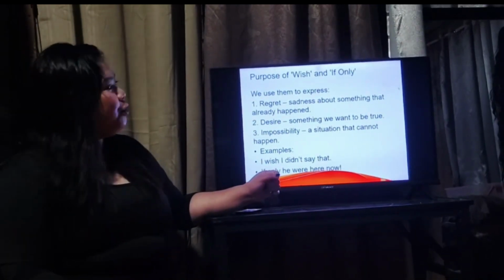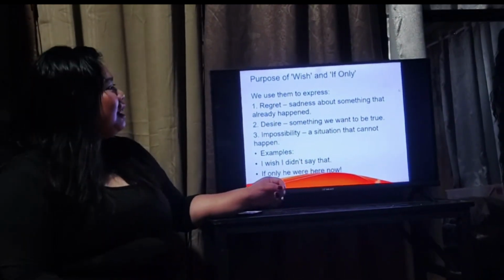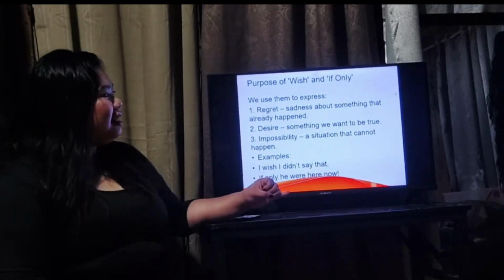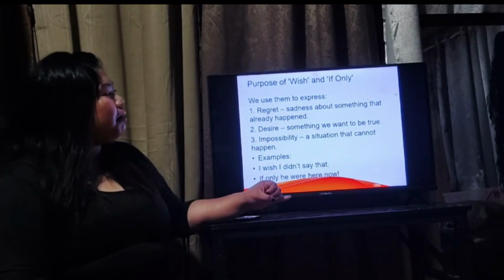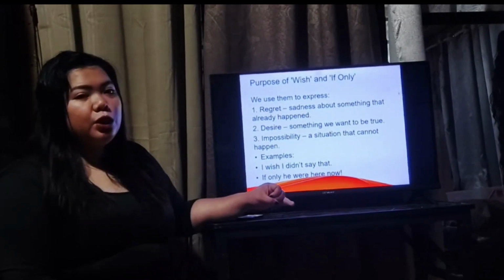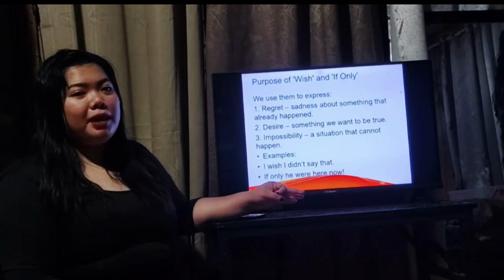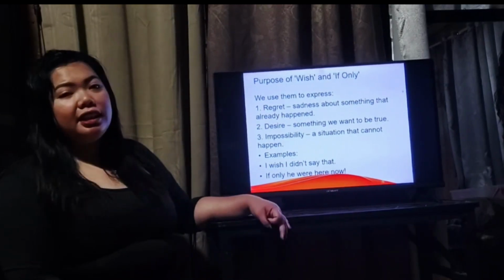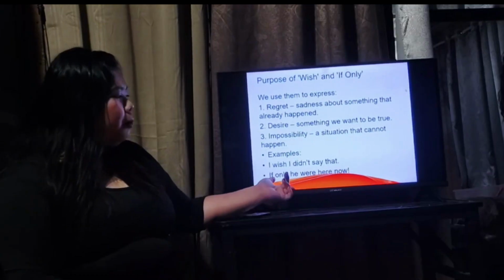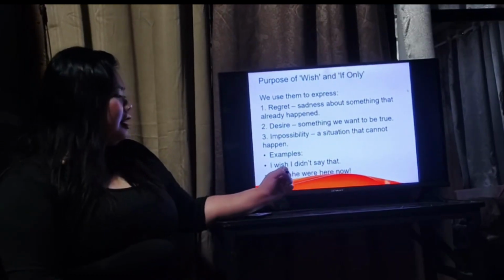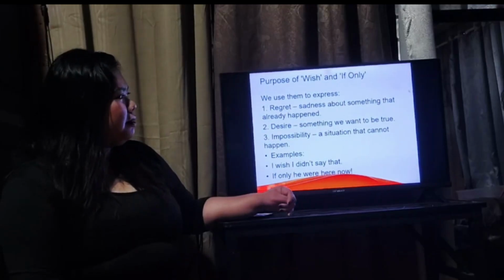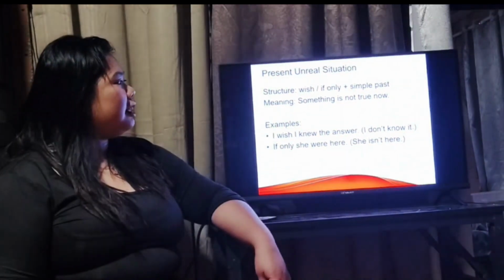The purpose of wish and if only, we use them to express first, regret, which is sadness about something that already happened. Second, desire, something we want to be true. Third, impossibility, a situation that cannot happen. Examples, I wish I didn't say that. Second, if only he were here now.